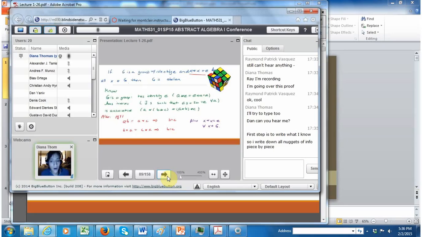And I also know from the given, I underlined it up there, that x star x is equal to E for every x in G. So far, is everyone good? No questions?